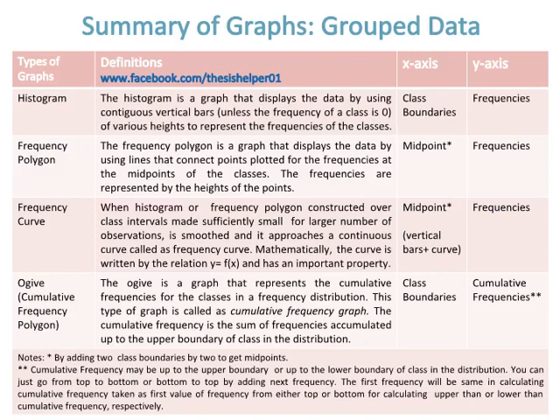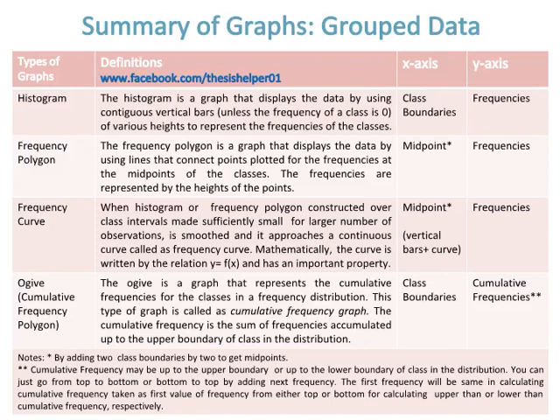The frequency polygon is a graph that displays the data by using lines that connect points plotted for the frequencies at the midpoints of the classes. The frequencies are represented by the heights of the points. The midpoints are taken on x-axis while frequencies are taken on y-axis.